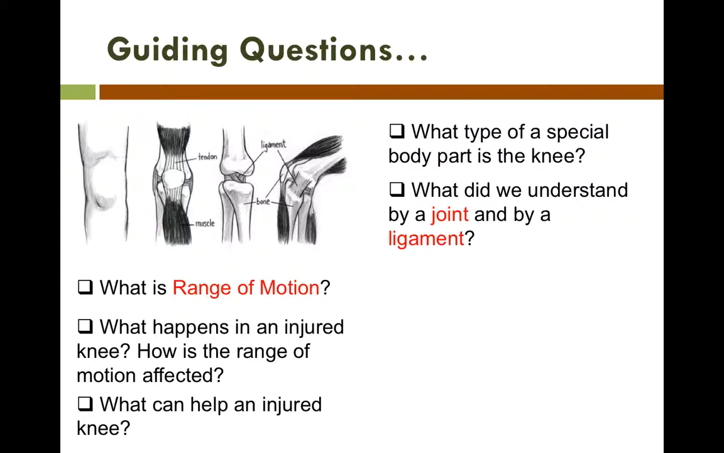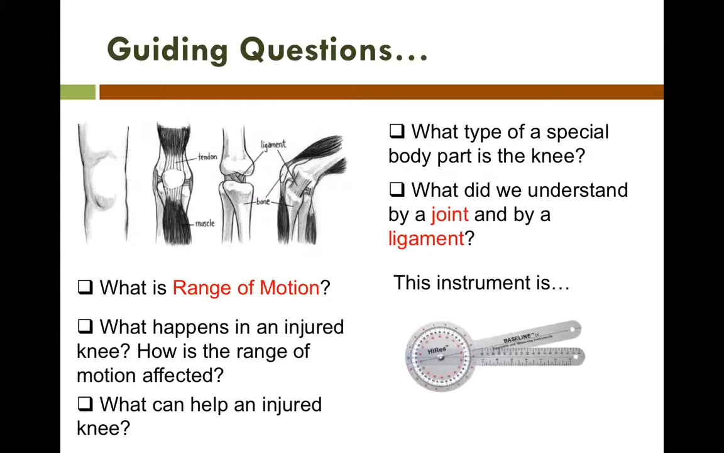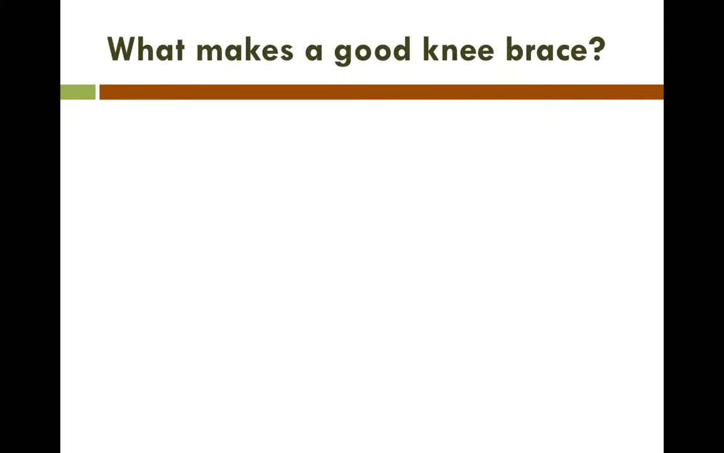So to help an injured knee, you need to take weight off the bones that may be broken. You need to provide stability, and you may need to limit the range of motion. Measuring range of motion is done through a machine called the goniometer. And now a few things to keep in mind before we launch into the experiment.